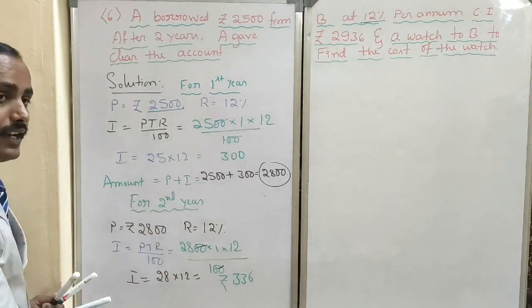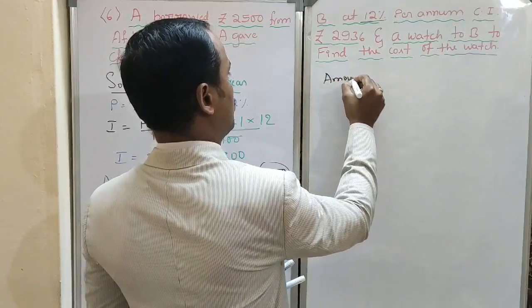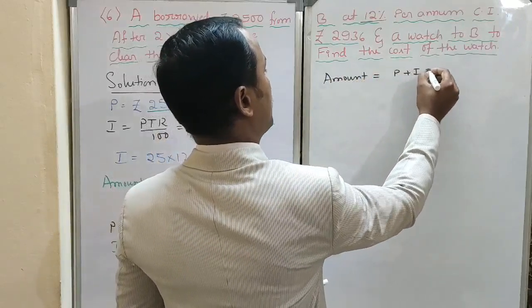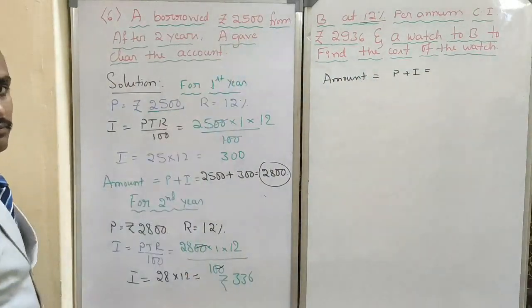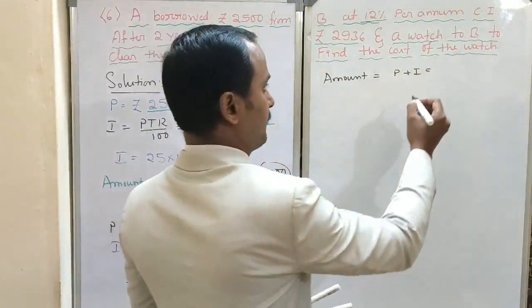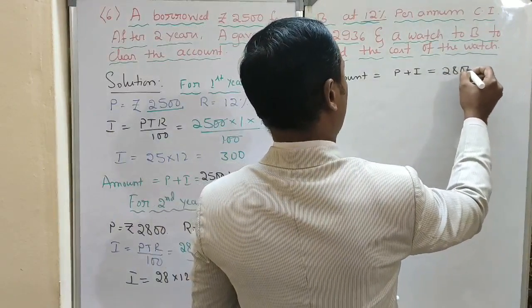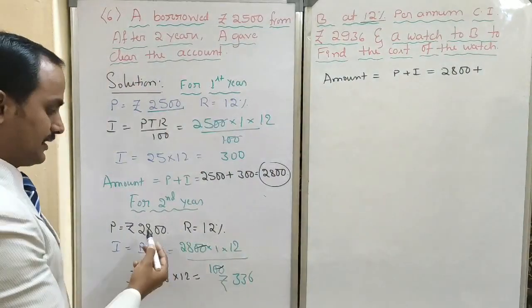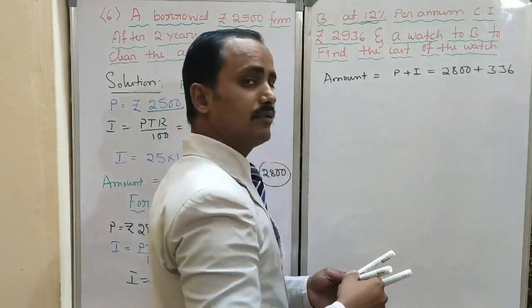At the end of the second year, amount is equal to principal plus interest. Which principal? Second year principal. Don't consider this one. Second year principal, how much is it? 2,800 plus second year interest, how much? 336. Correct, isn't it? You should do the addition neatly. Do it fast.